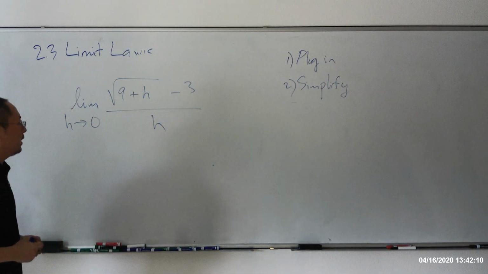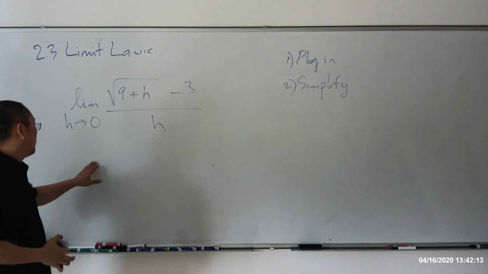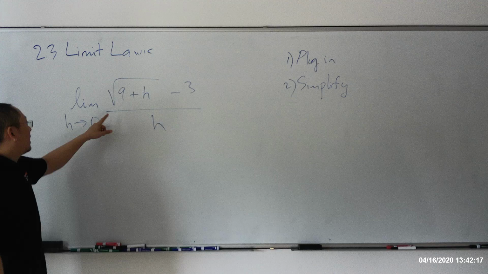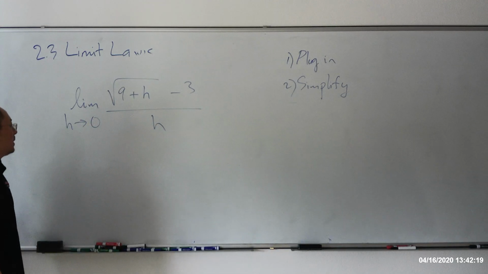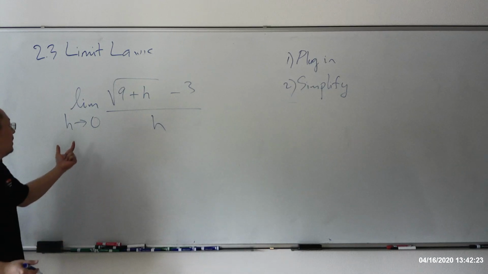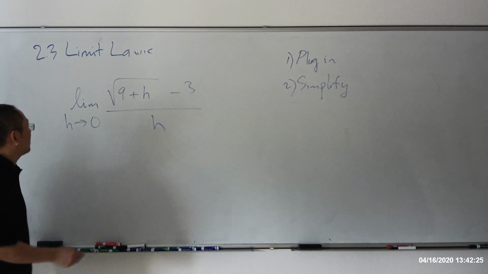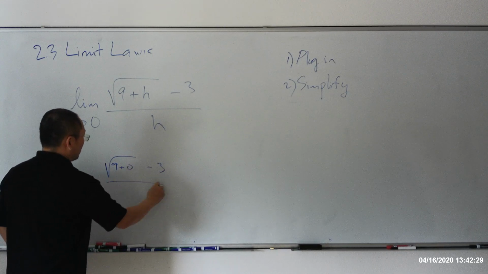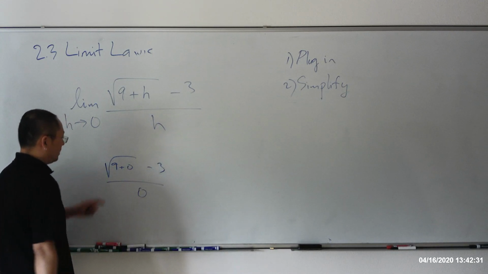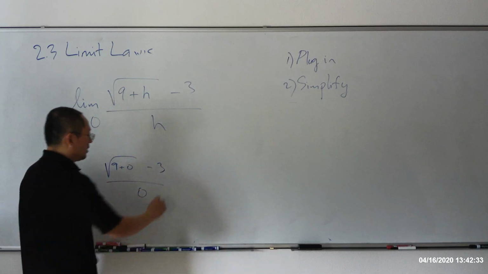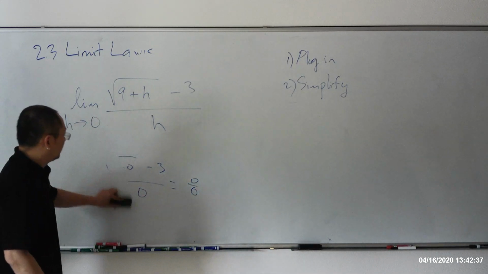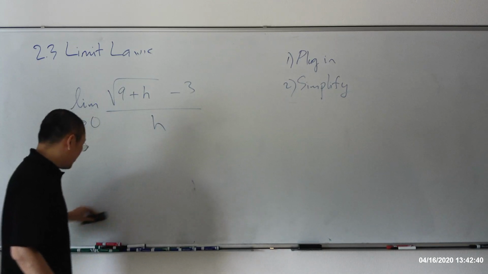First of all, it's not necessary to use x all the time. The variable could be h, y, z, whatever. So in this example we use h, and h approaches 0. The first step again is to plug in h equal to 0. What you got? Square root of 9 plus 0 minus 3 over 0. Square root of 9 is 3, minus 3 is 0. So 0 over 0 is undefined, and we have to simplify or modify our fraction.